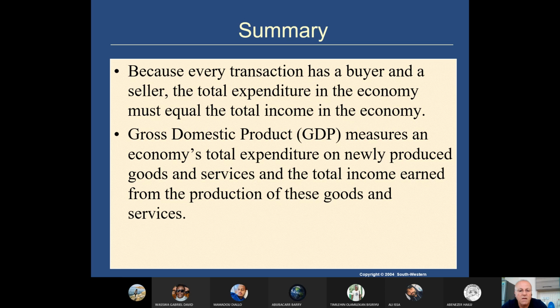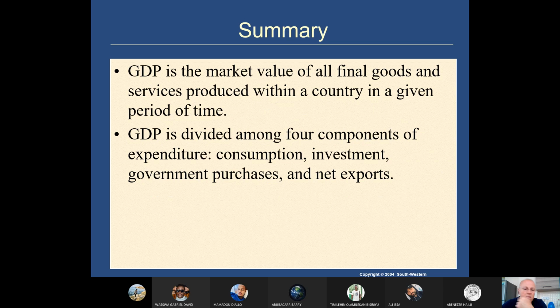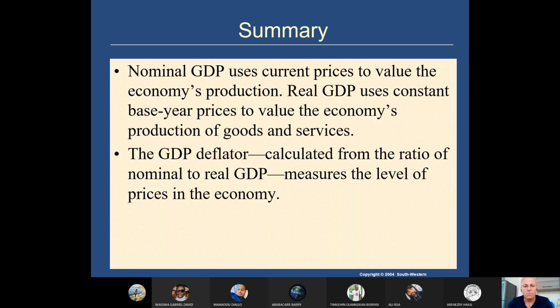In the transactions of a buyer and a seller, the total expenditure in the economy must equal the total income. As I said, GDP is equal to expenditure and income, or GDP is the amount of money produced in a year, the so-called gross domestic product. Therefore, GDP is the market value of all final goods and services produced within the country in a year, and GDP is divided among the components of expenditure: consumption, investment, governmental purchases, and net exports that we mentioned in this class.